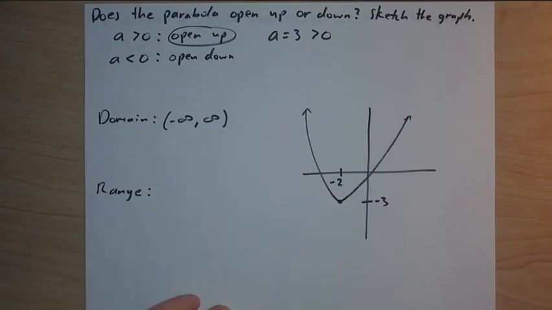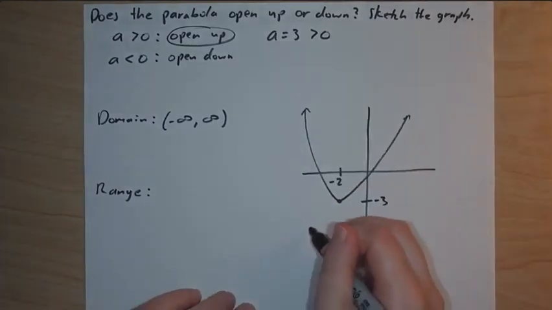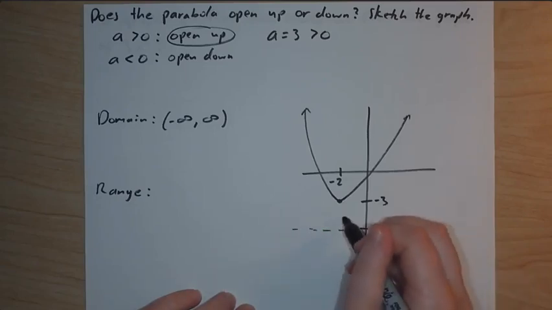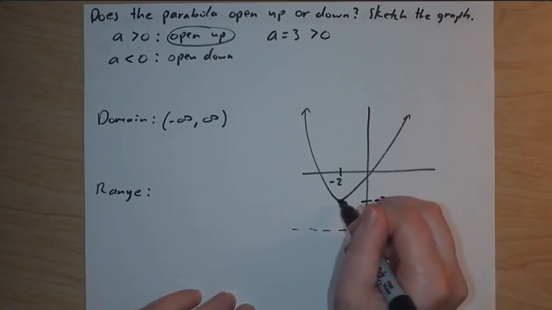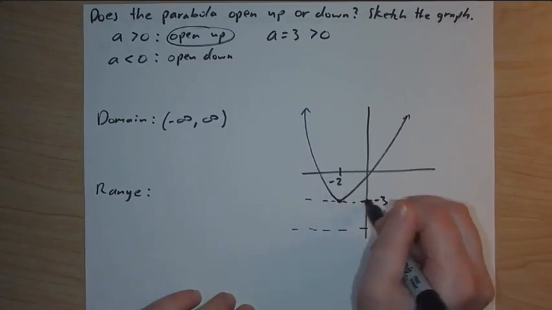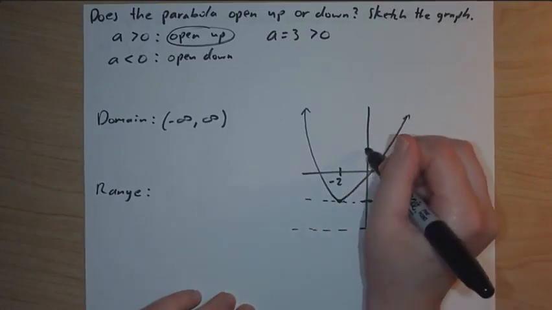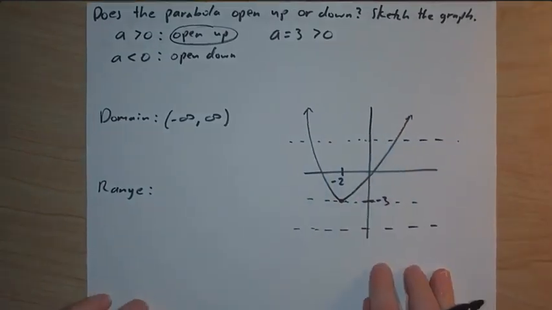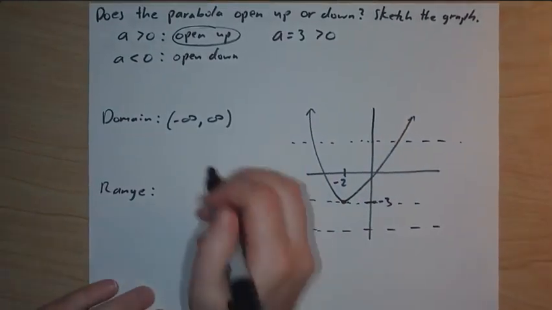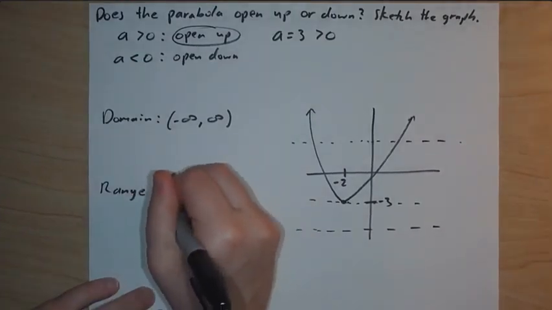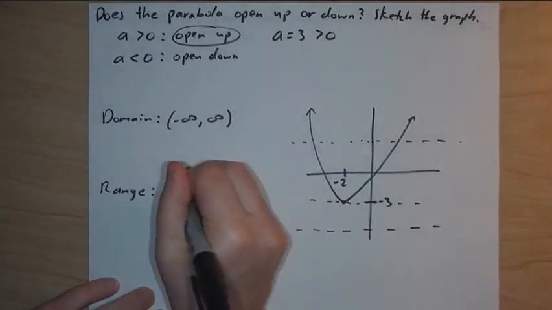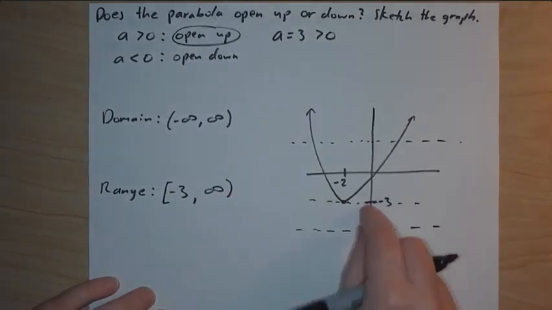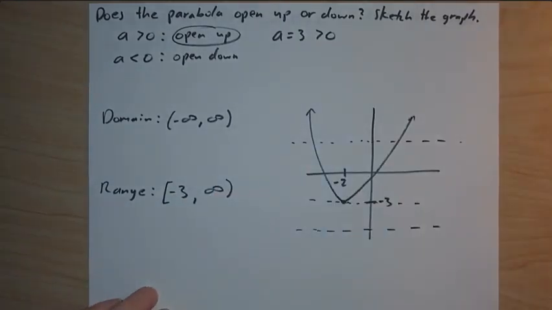Our range, if we go from bottom to top, if we draw horizontal lines over here, we'll never touch the function. But if we go to negative 3, we will in fact touch the function, and we will touch the function at any y value above negative 3 to positive infinity. So our range goes from including the value of negative 3, so closed bracket, to positive infinity is what our y values will include.